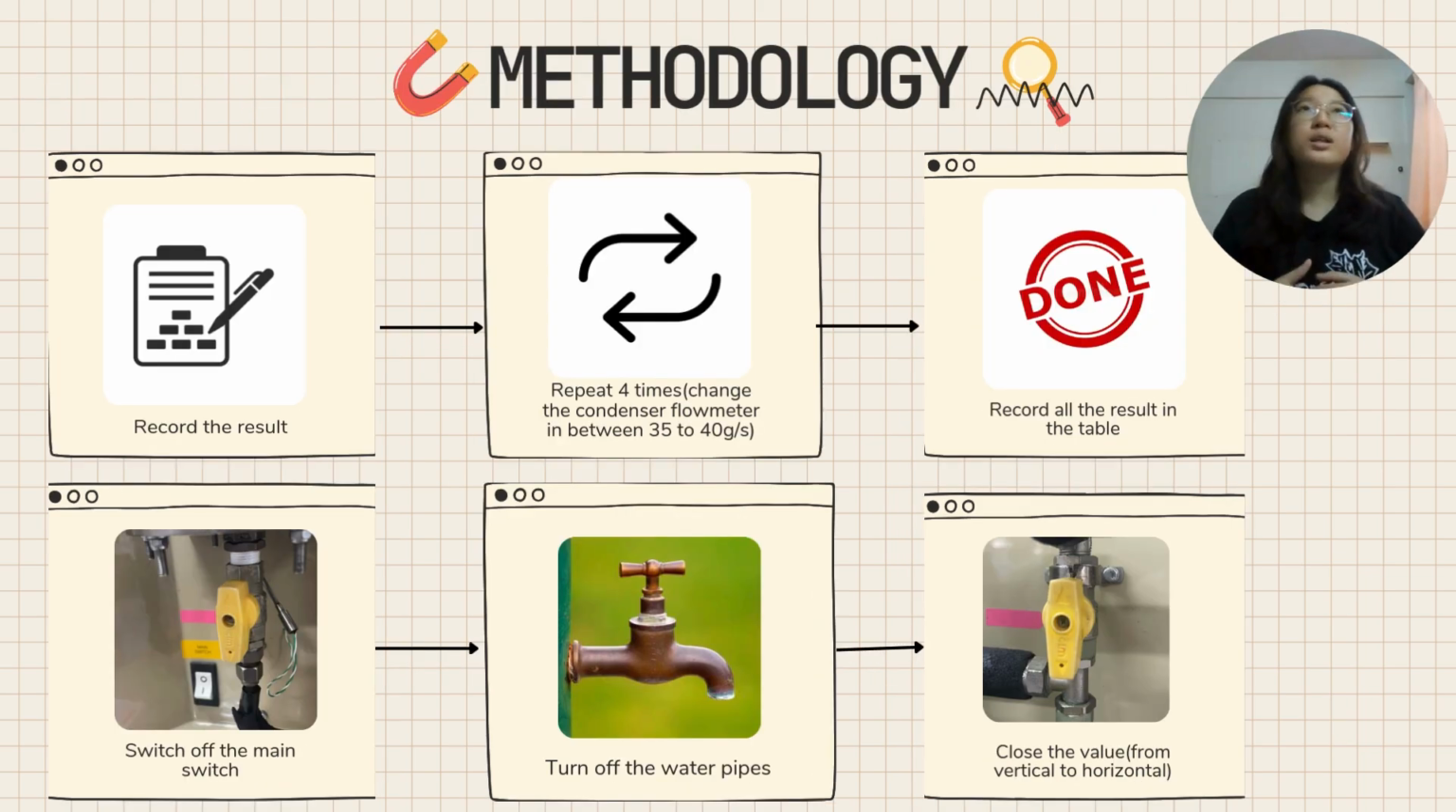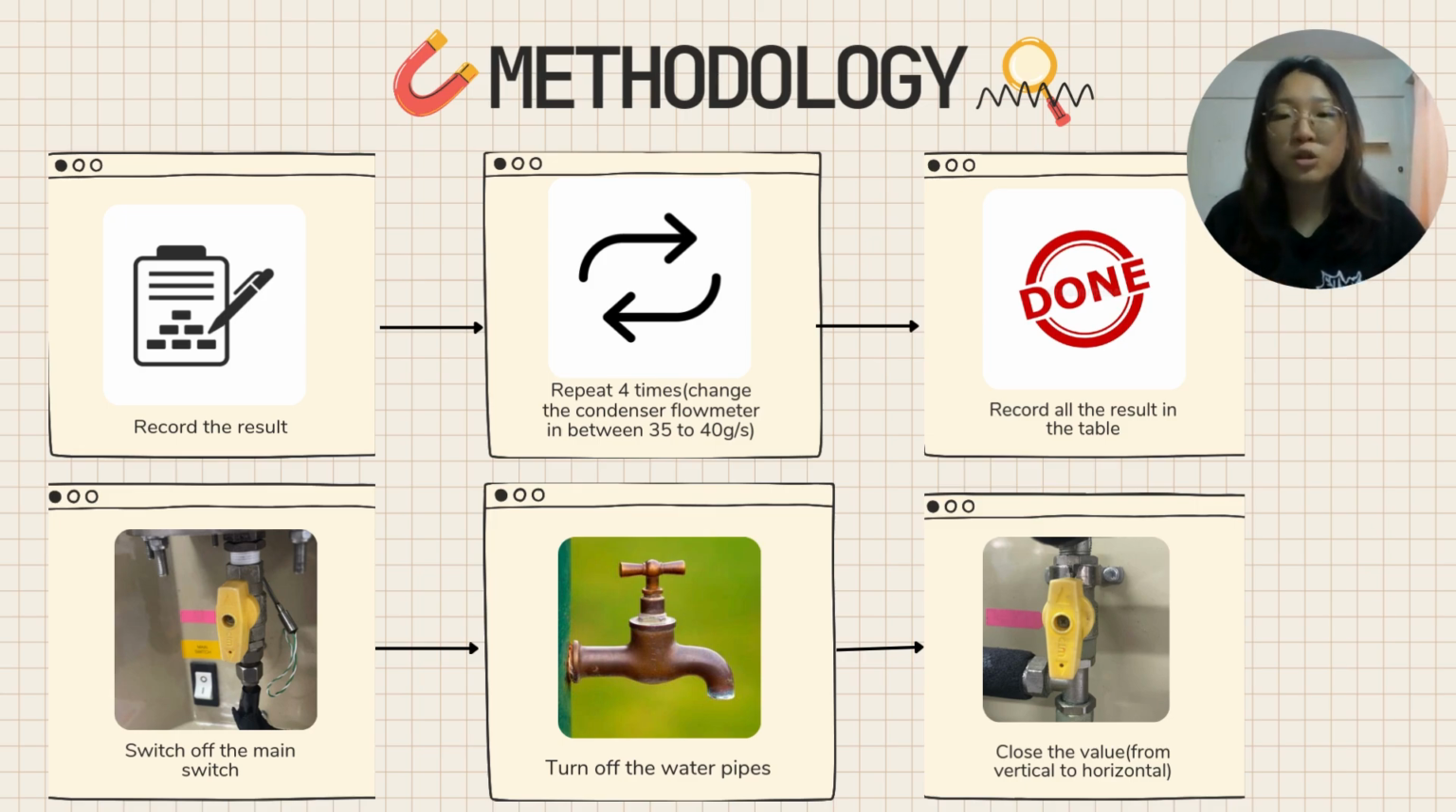After waiting 10 minutes for the system to cool down, we record all the results, such as the absolute condenser pressure, condenser gauge pressure, absolute evaporator pressure, evaporator gauge pressure, the compressor power input, and also T1, T2, T3, T4, T5, T6, T7. After that, we repeat 4 times.